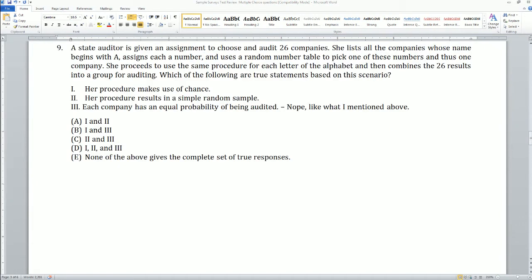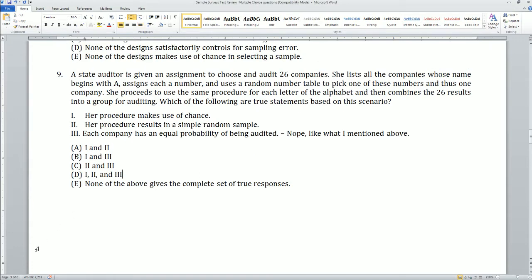Nine. A state auditor is given an assignment to choose and audit 26 companies. She lists all the companies whose names begin with A, assigns each a number, and uses a random number table to pick one of these numbers, and lists one company. She proceeds to use the same procedures for each letter of the alphabet, and then combines the 26 results into a group for auditing. Which of the following are true statements based on the scenario? One, her procedure makes use of chance. Two, her procedure results in a simple random sample. Three, each company has an equal probability of being audited.